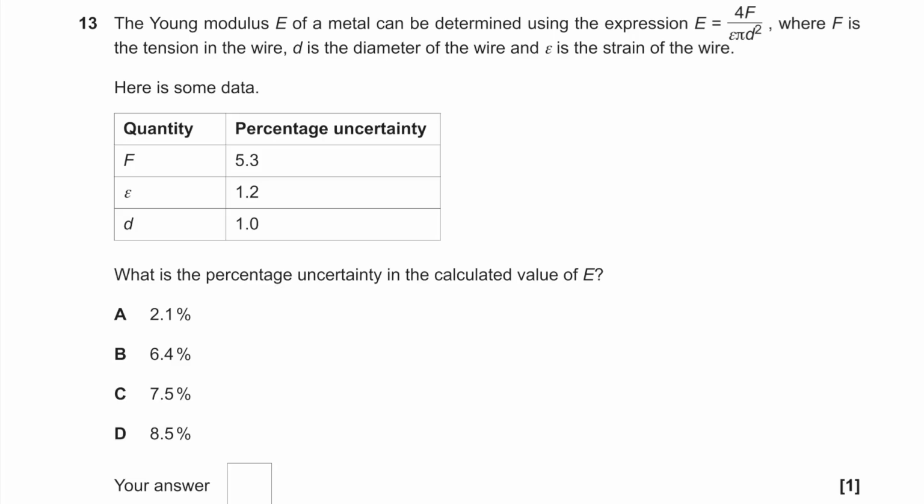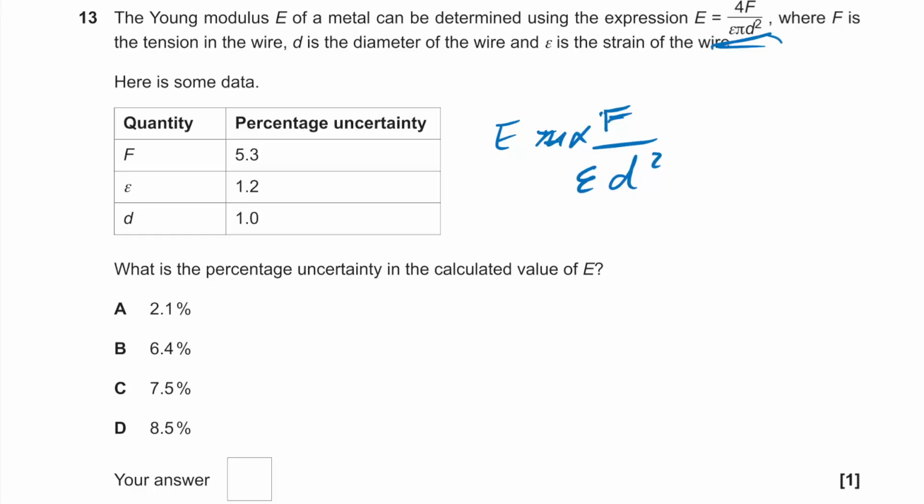13. Young modulus can be determined with this equation here. What is the percentage uncertainty in the calculated value of E? Okay, so we have our equation. We don't care about the 4. So I'm just going to say E is proportional to F over epsilon D squared, because pi is a constant as well. Therefore the percentage uncertainty for F is 5.3, for epsilon 1.2, and for D squared we have effectively 2, because it's D squared. So 5.3 plus 1.2 plus 2 is going to give us 8.5%. And so the answer is D.